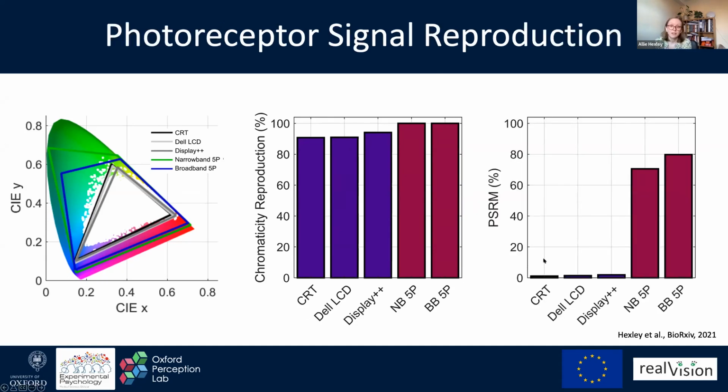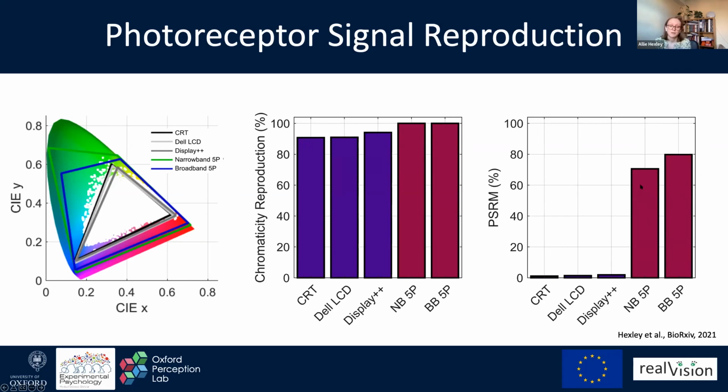And unsurprisingly, we find with the 3 primary displays, which are these purple bars here, which we can barely make out, that they have very low PSRM. And this is to be expected, right? Because any reproduction of the full 5 photoreceptor signals on 3 primary displays will just be by chance alone. They're not controlling the reproduction of the rod and Melanopsin signals. While for the 5 primary displays shown in pink again here, they have a high PSRM, which is what we'd expect.